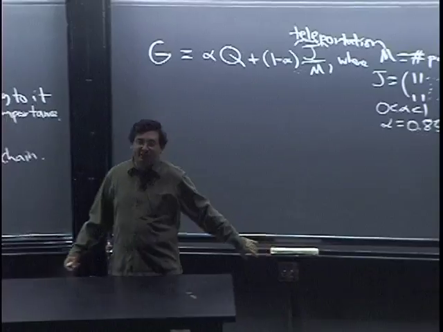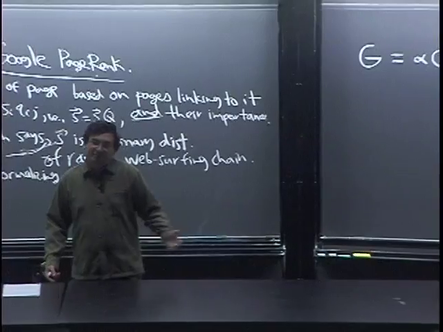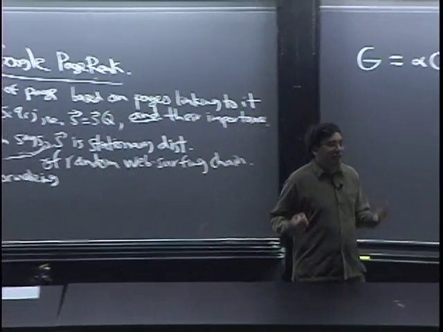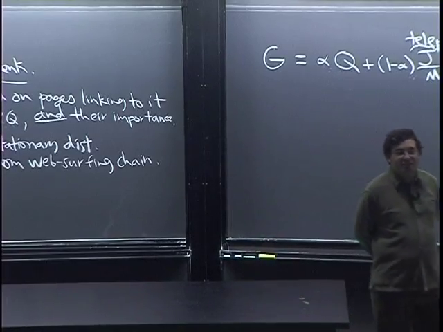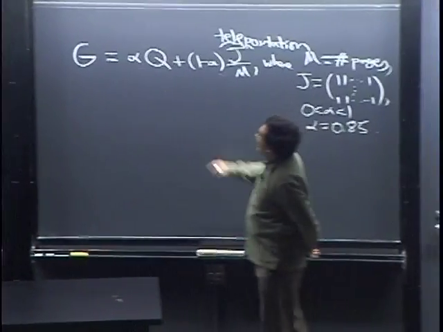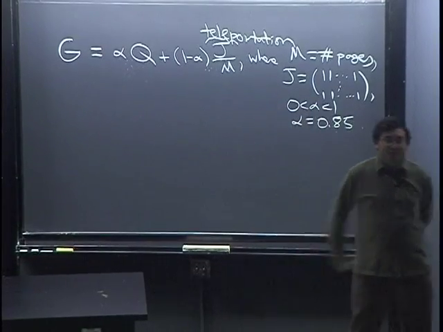And there's been a lot of speculation and discussion about why they used 0.85. I don't know whether they still use 0.85, right? That was the original value they proposed. So 85% of the time, you're just following random links. 15% of the time, you're teleporting to random pages.